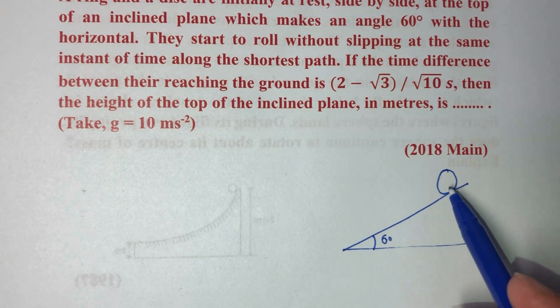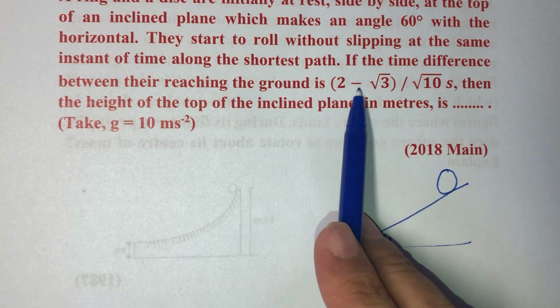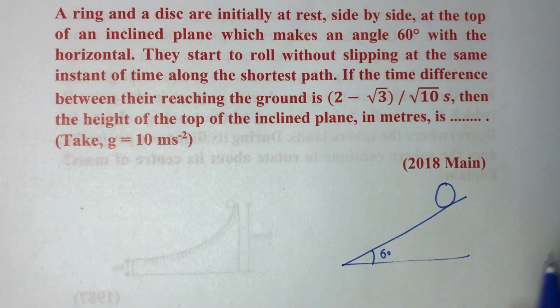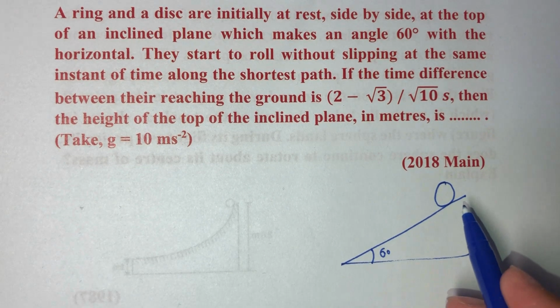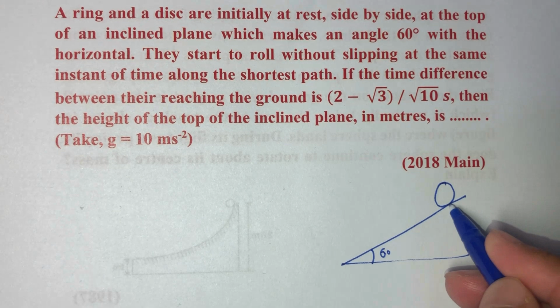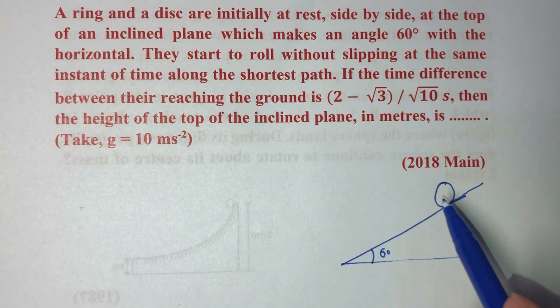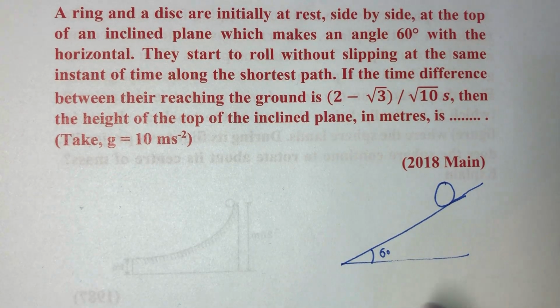and simultaneously, the time difference when they reach this point is given as (2 minus square root of 3) divided by square root of 10. Okay. So it is said that it is going to roll without slipping. So therefore, let us draw various forces which will be acting on this body, and this body will be the ring at first instance and the same will be the disc in the second instance.